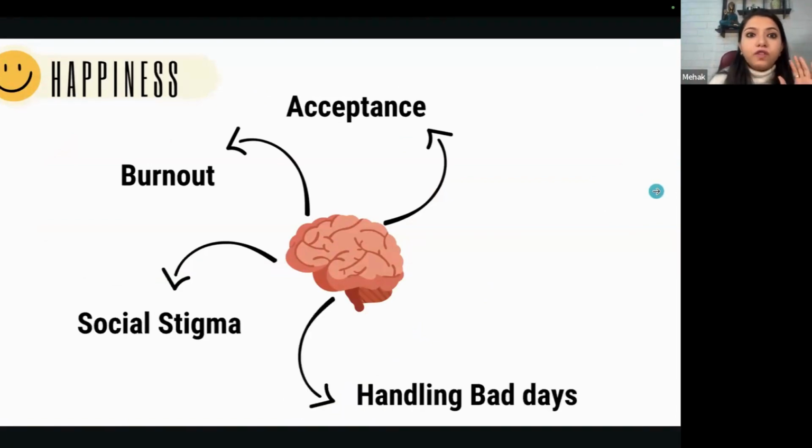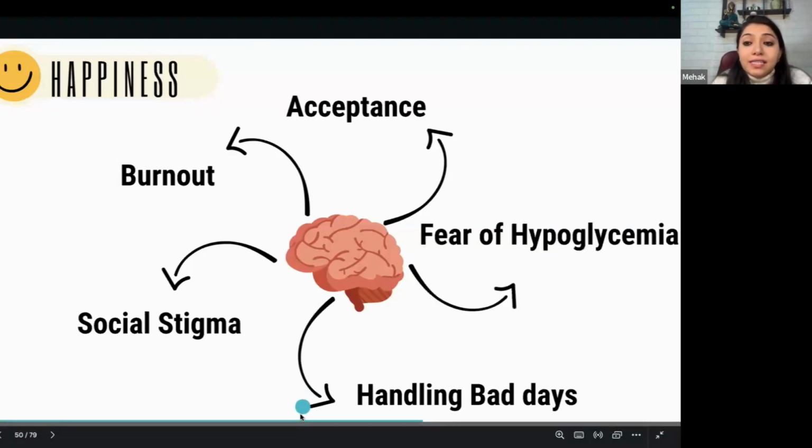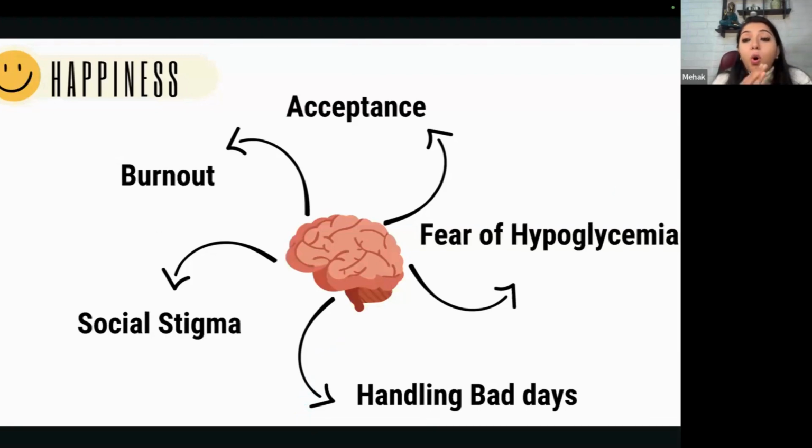We go through all of this social stigma. And then handling bad days. There are days you don't feel like getting up, your sugars are very high, you don't know how to deal with it. And last but not the least, fear of hypoglycemia. So I'll be talking about all of this. Now, first of all, let's talk about acceptance.